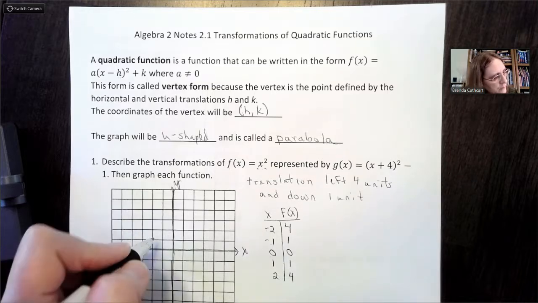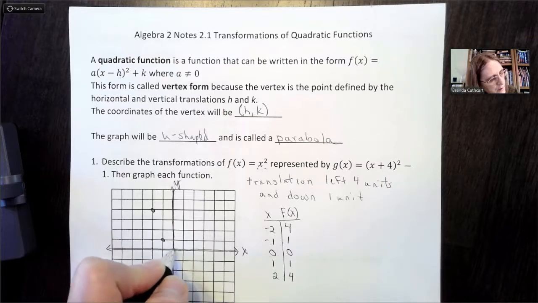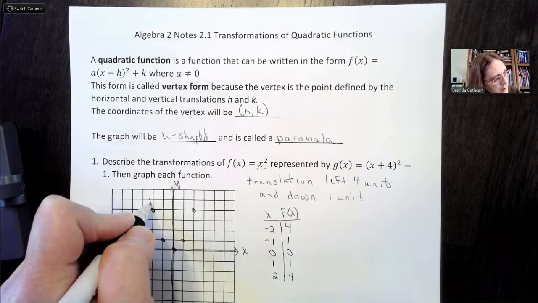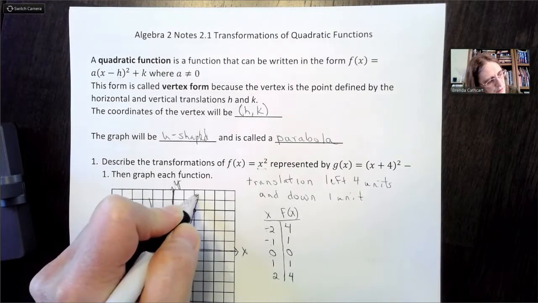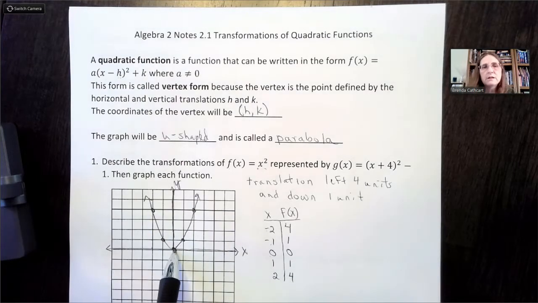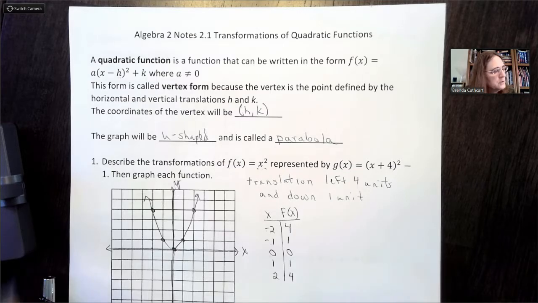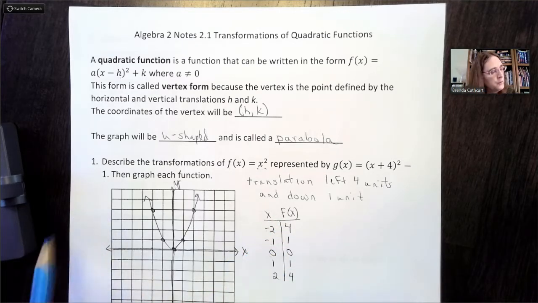So let's go ahead and graph those points. We have (-2, 4), (-1, 1), (0, 0), (1, 1), and (2, 4). A nice U-shaped graph. The vertex of this U-shaped graph is at the origin, at (0, 0). Now we want to take this graph and translate it. We want to move to the left 4 and down 1. So we're going to take each one of these points that we graphed from our table and move them left 4 and down 1.